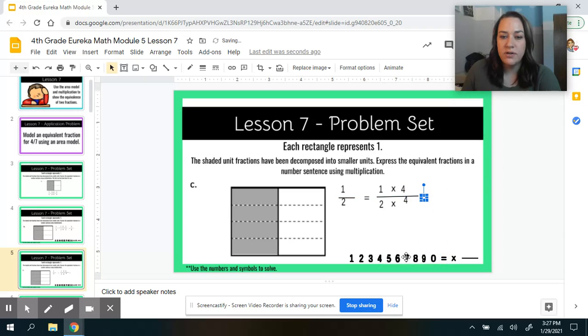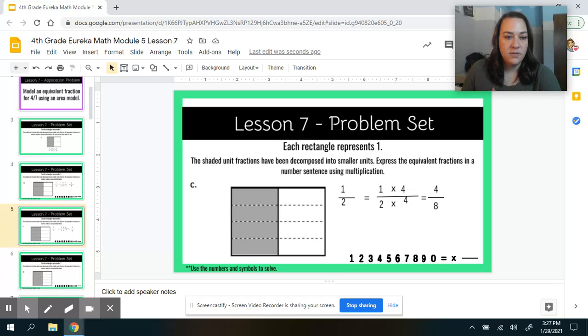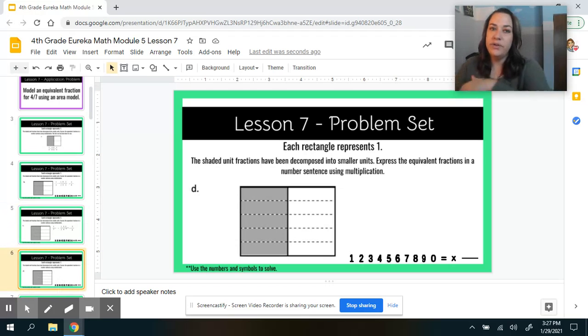Okay, so 1 times 4 gives us 4. 2 times 4 gives us 8. So 1/2 is equivalent to 4/8. So we got 1, 2, 3, 4, 5, 6, 7, 8, 4/8. 1/2, 4/8. Doing okay? Especially if we know our basic multiplication facts, you probably won't even need to count the rows eventually. So let's do that with this one, okay?